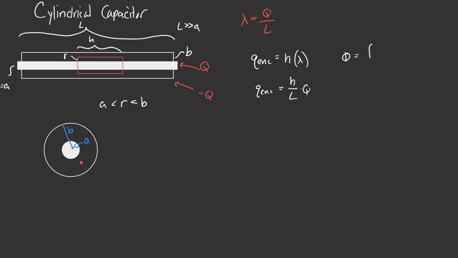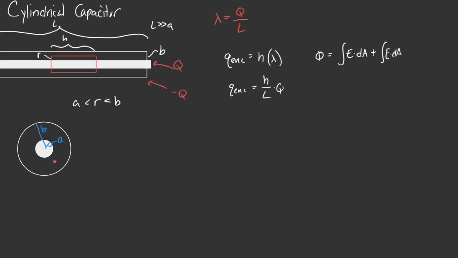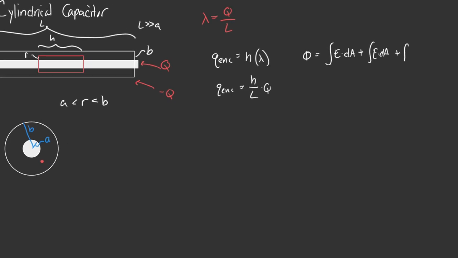And a reminder that there are 3 surfaces, so E dot dA plus E dot dA plus E dot dA. This represents the flux through the sides, top, and bottom. Again, I'm going fast because we've done this before, like several times. So if you have a question, stop me.